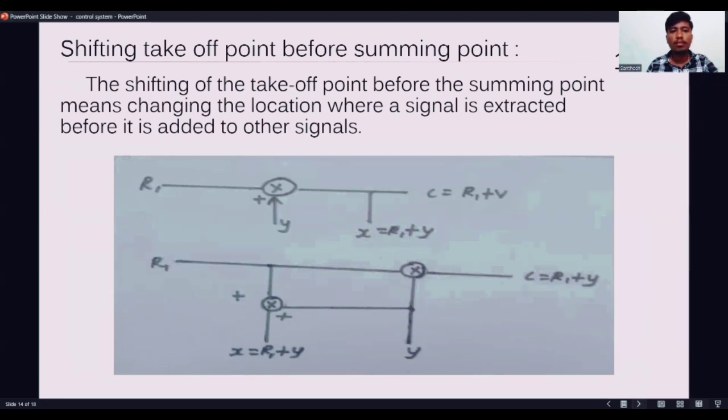The shifting of the takeoff point before the summing point means changing the location where a signal is extracted before it is added to the other signal. So here is the example to show how the shifting of the takeoff point before the summing point is done.